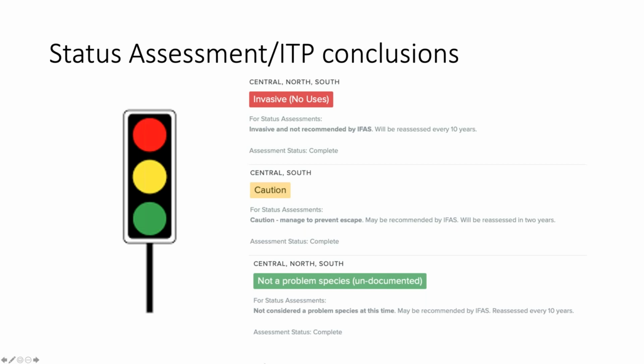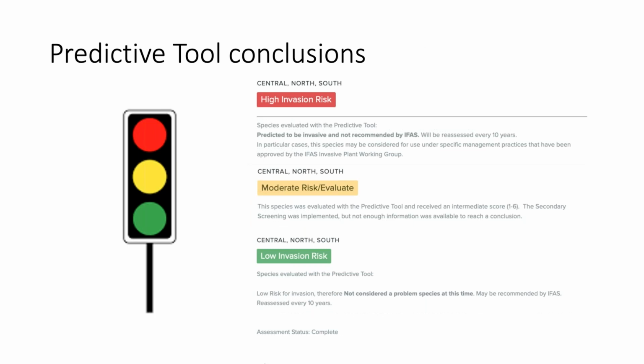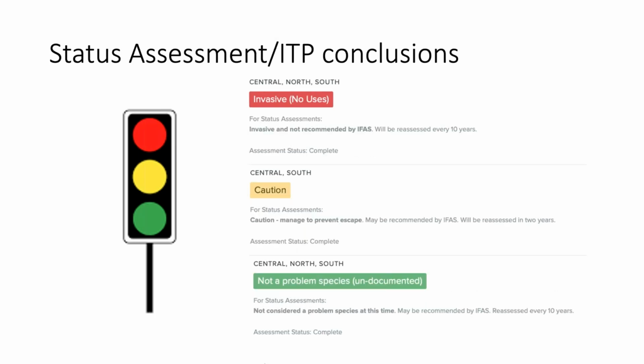And then finally, not a problem species. These may be recommended by IPC, reassess every 10 years. So we're comfortable that they're not invading, but we still want to keep an eye on them. So every 10 years, we'll check in and make sure. I should note that at any point, if somebody is out in the field, if one of my land managers is seeing a not a problem species or caution starting to behave badly, then they can contact me and I can bump those assessments up.